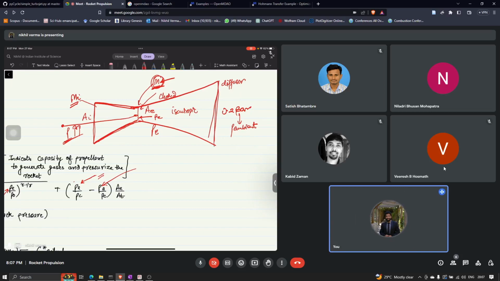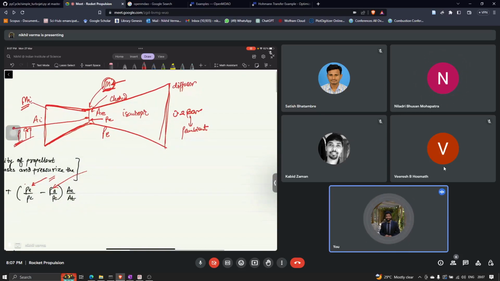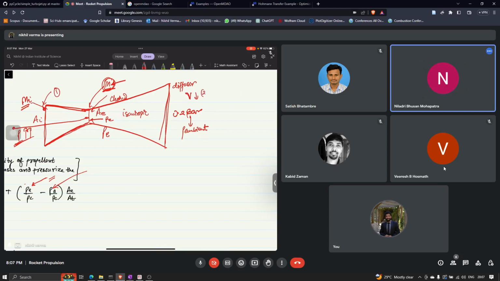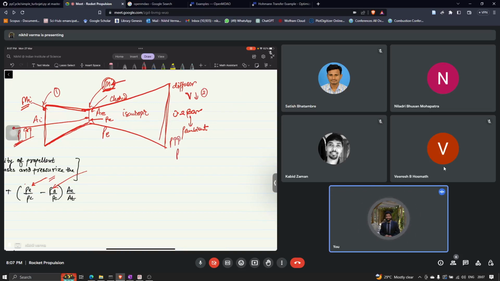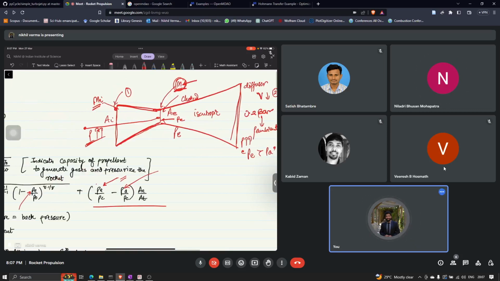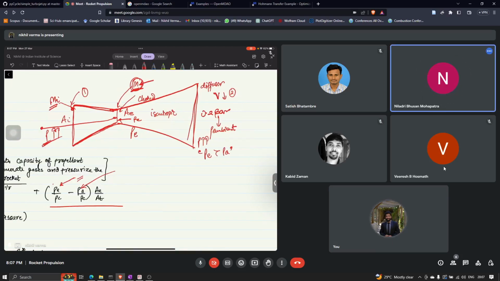Let us consider this. It will act like a diffuser and the velocity will be lower as compared to this point. That is the first thing. Next, you will be having some higher pressure. P exit will be greater than PA. Yes. So you should get this thing as positive.